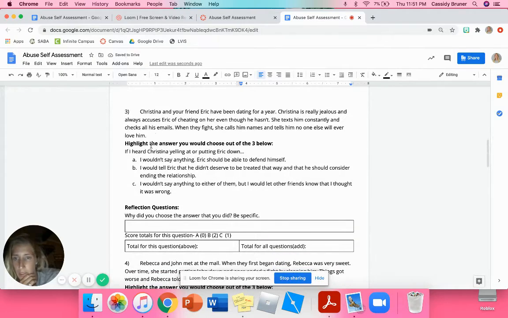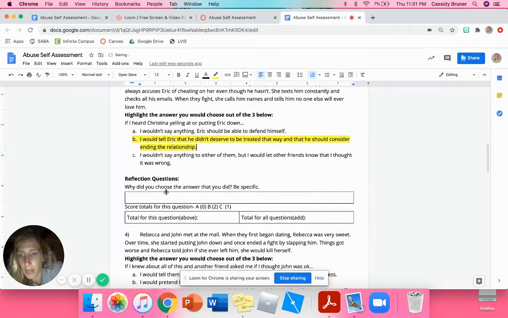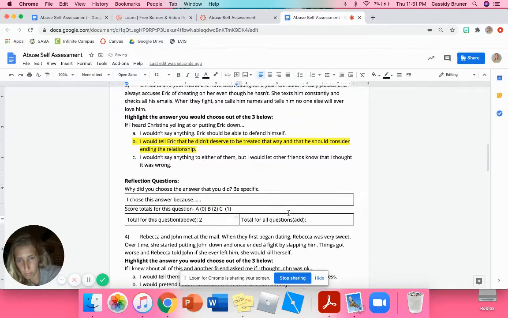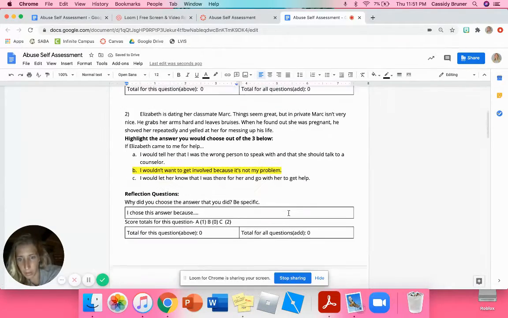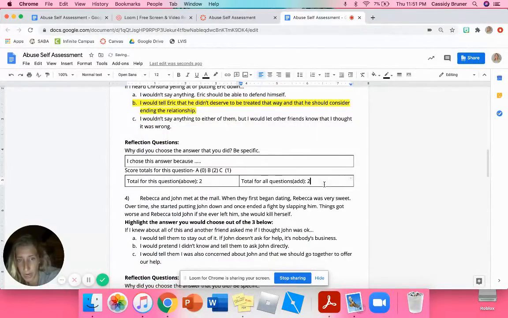Next question. Read the situation. Which answer would I choose? I would highlight B, whatever. I'm not going to read it. Then I would say I chose this answer because blah, blah, blah, being specific, not just repeating the same thing that was in the response. Total for this question, 2 points. Now, I got 0 here, then I got 0, so now I have 0. And here I got 2, so I'm going to add 2.